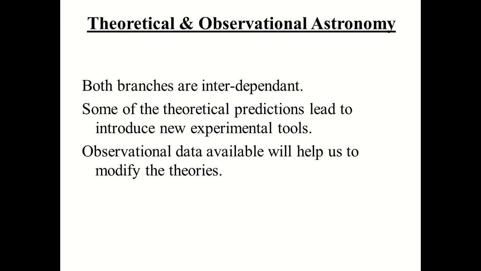Some of the theoretical predictions lead to introducing new experimental tools. At the same time, some experimental data available will help us to modify the existing theories. So we can say that both theoretical and observational astronomy are interdependent. So we will look into theoretical astronomy first.